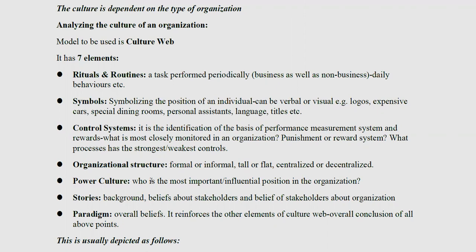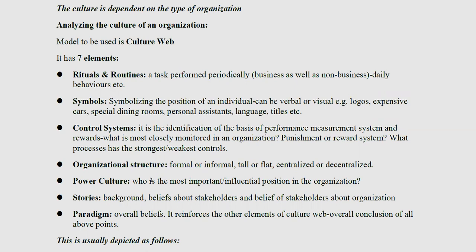The culture web has 7 elements. First, the rituals and routines, the tasks performed periodically. Are you getting it? These are the business as well as non-business daily behaviors that you do in the organization. Then the symbols, which symbolize the position of an organization, can be verbal or visual, like your logos, your expensive cars, your special dining rooms, personal assistants, languages, titles. So the things I'm mentioning, in a case, when you are able to identify all these and tell us what they mean, then you can be able to apply the culture web.